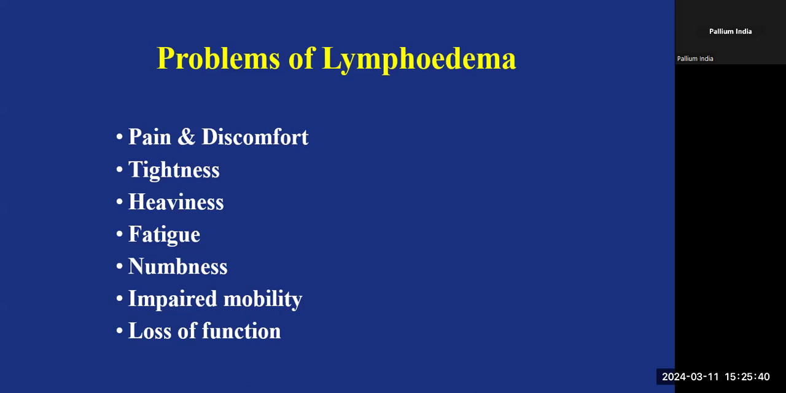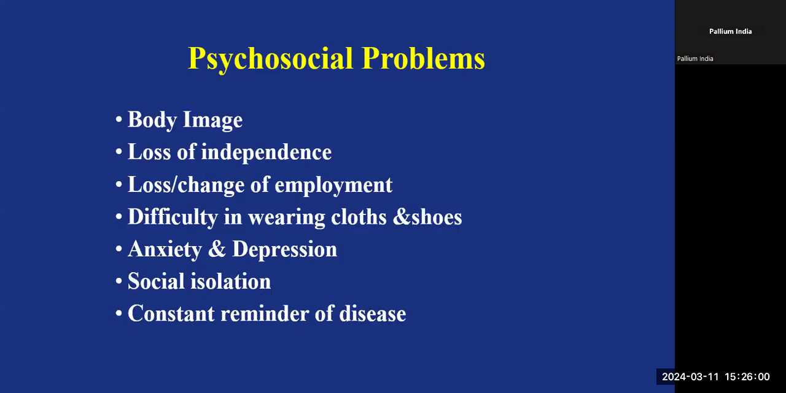impaired mobility. They are not able to move their limb independently; they always depend on others. Loss of function. They are not able to do anything because the limb is heavier than the other limb. If these kinds of problems develop, it will affect the patient emotionally too.